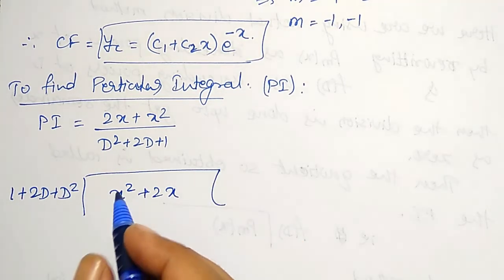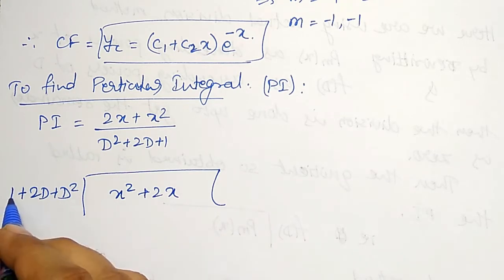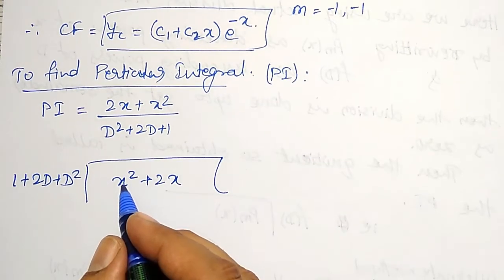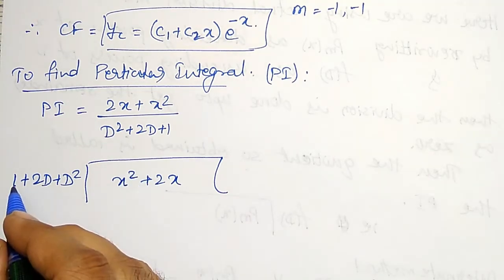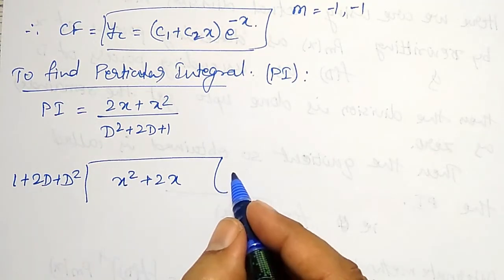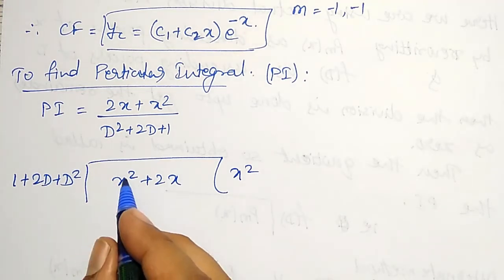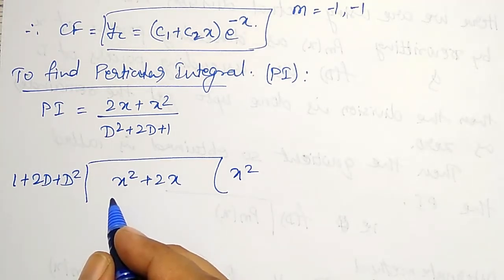What do I have to multiply to 1 to get x square here? That will become simple. To get x square from 1, I have to multiply by x square only. Then I will get x square, and I have to cancel this one, the actual division method.